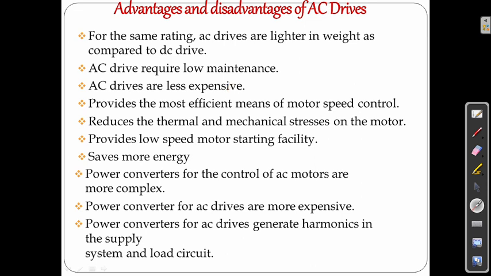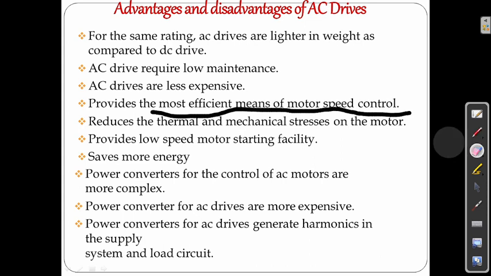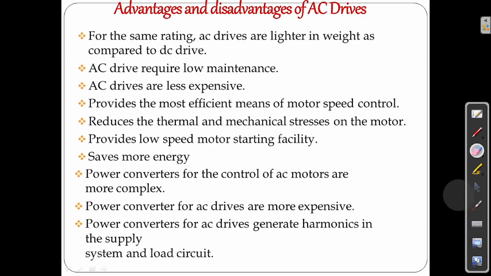Then it provides the most efficient means of motor speed control. We can say we have approximately close control of the speed of the motor. That's why we denote here that it provides the most efficient means of motor control. More efficient means more accurate, or nearer to accurate control in the speed control method.